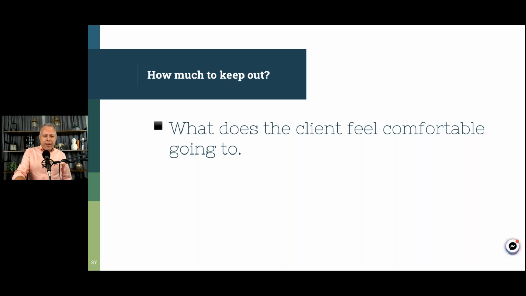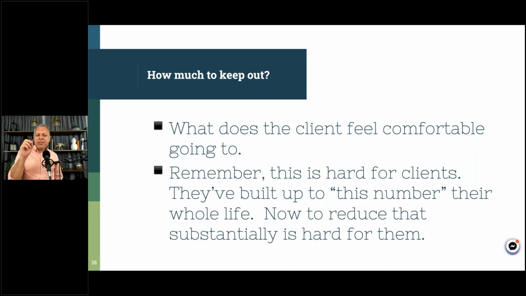Okay. And you just have to think about this is hard for clients. They've built up this number for their entire life. Most of these people were broke when they got married, and they have scrimped and saved, and they've grown this pile of money, and their identity sometimes is attached to that $2.5 million. They feel really good about it. They're like, man, that gives me comfort, and you're asking me to get down to 300,000. It's a big step.